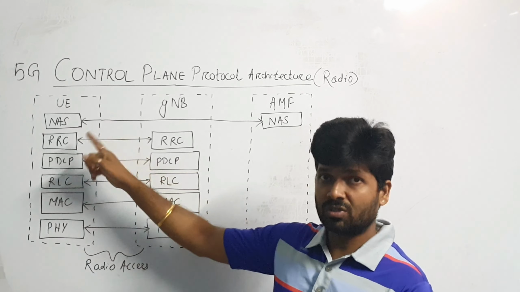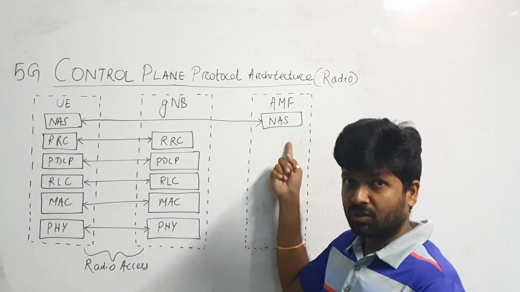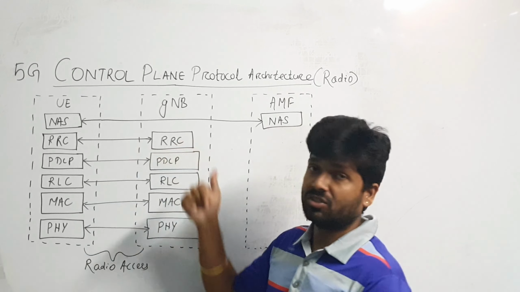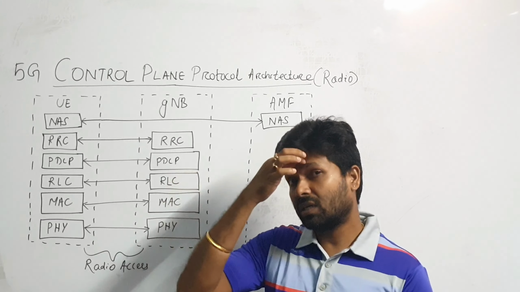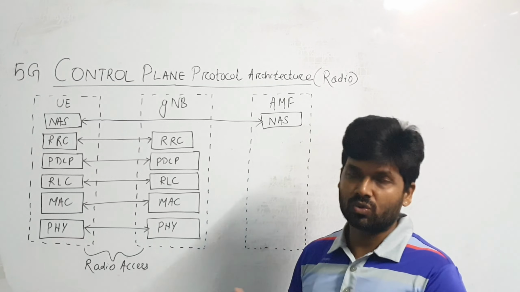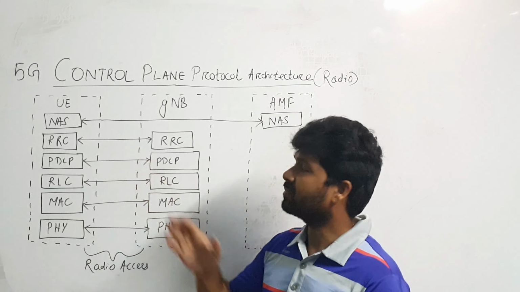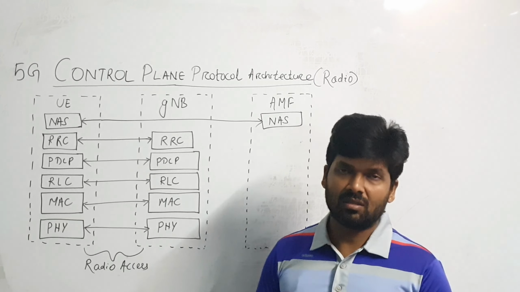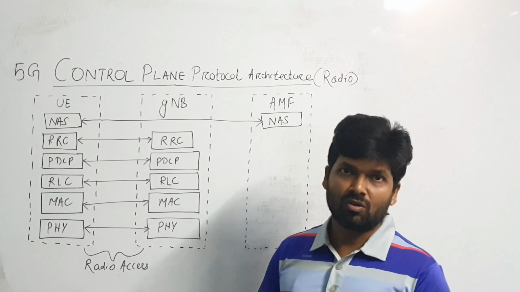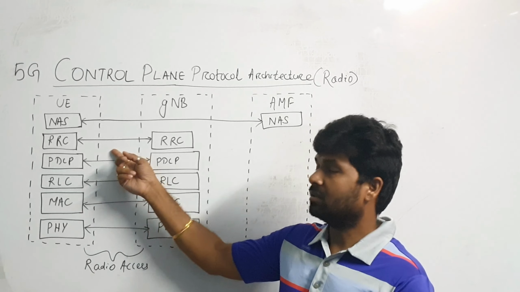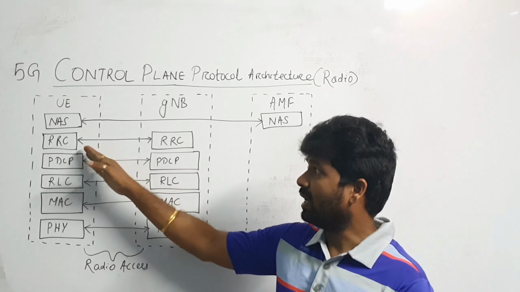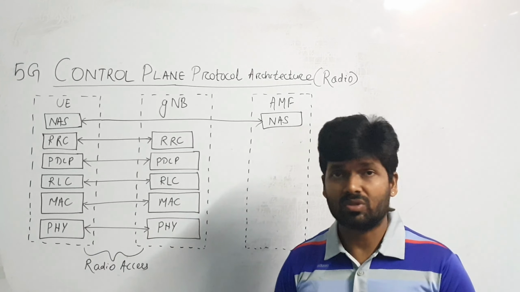Number one, NAS, which is terminating only at the AMF. The second one is RRC, radio resource control, terminated at the gNode B, which handles the connection, connection release, and the radio resource part. All those things are handled by radio resource control. Paging, and sometimes the retransmission of RRC, can also be handled via the RRC protocol, radio resource control.